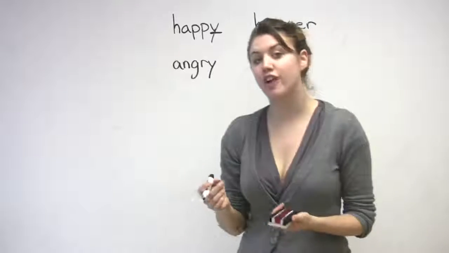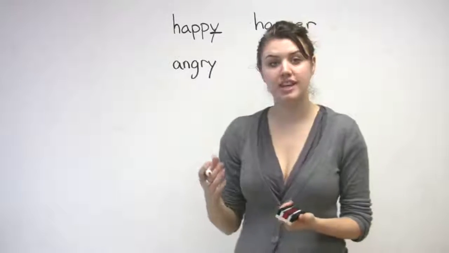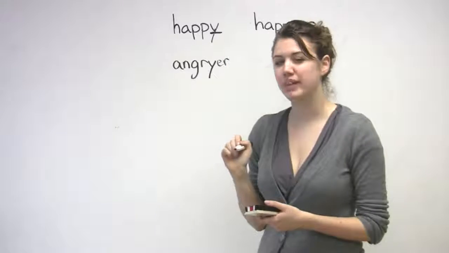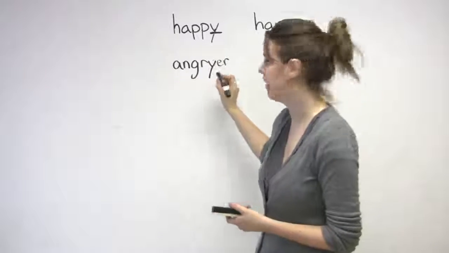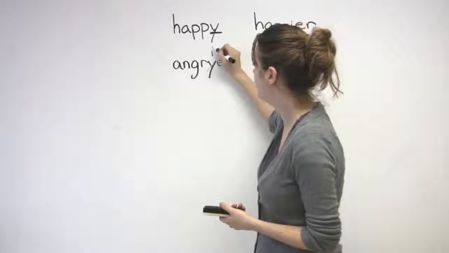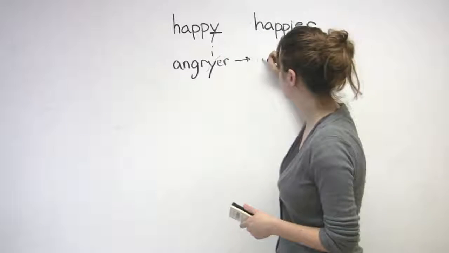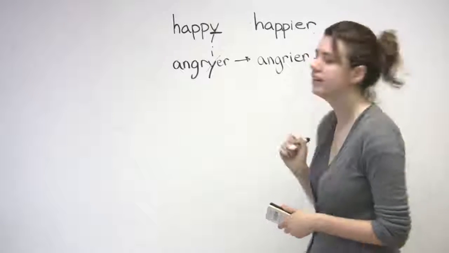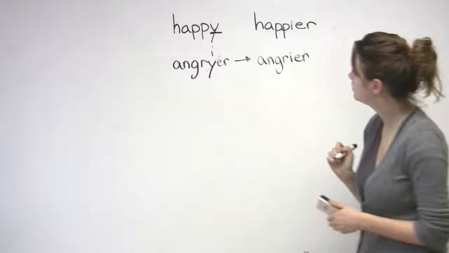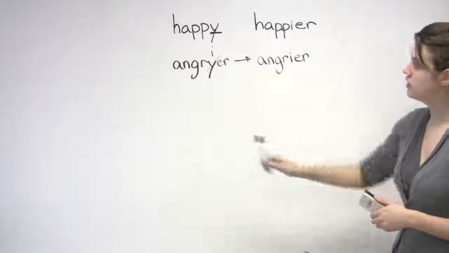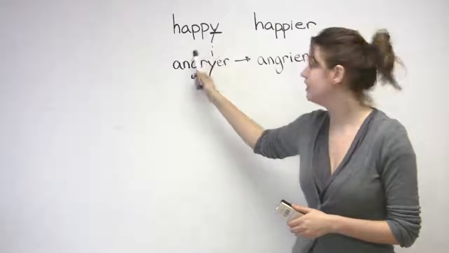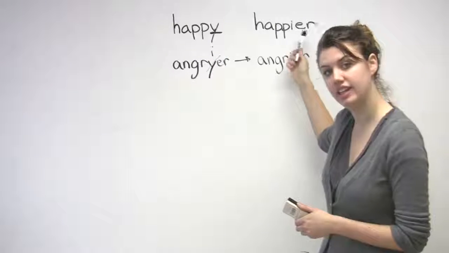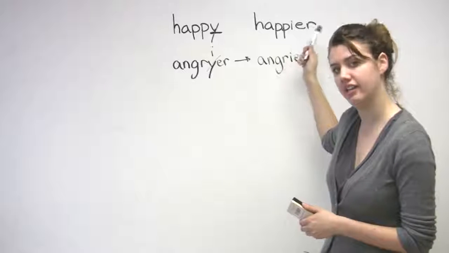Now let's do the same thing for angry. So it's pronounced angrier, like this. But again, this spelling is not correct. We need to change the Y to an I. So it becomes angrier. So two-syllable adjectives that end with a Y. We need to take the Y out and add, instead of just ER, we need to add IER.